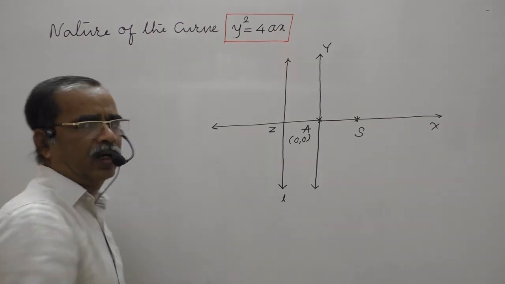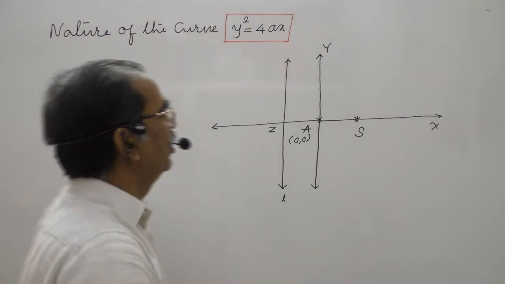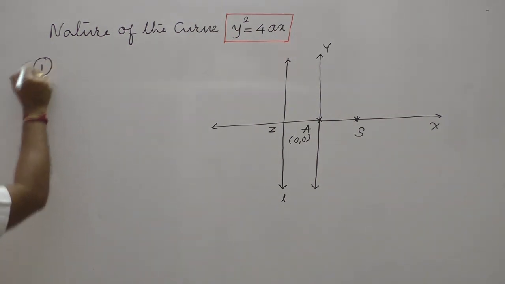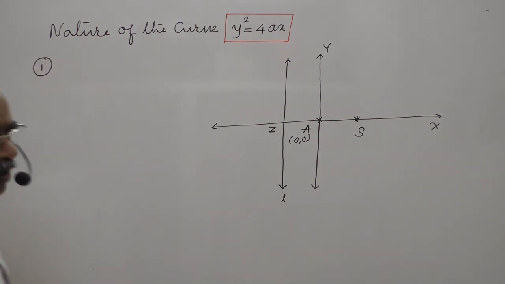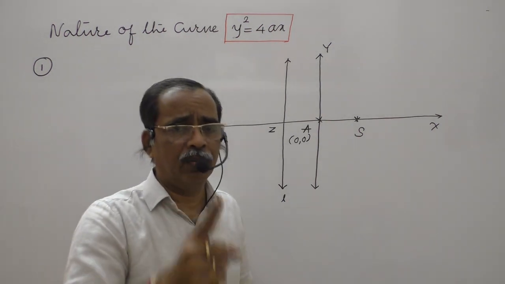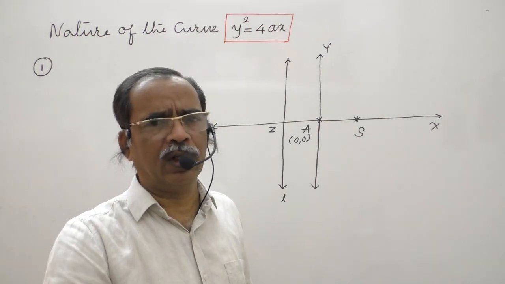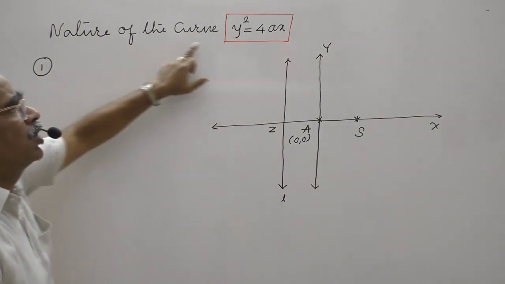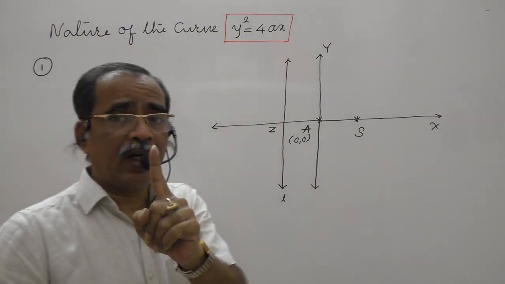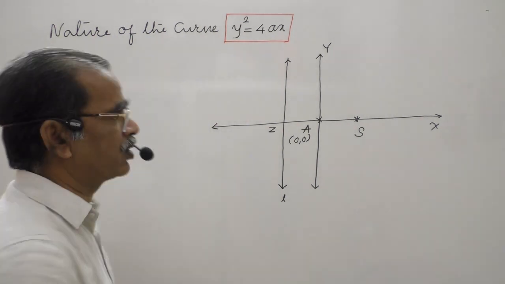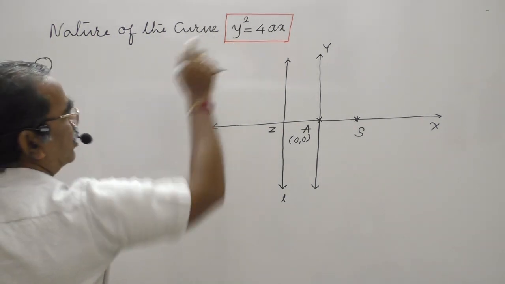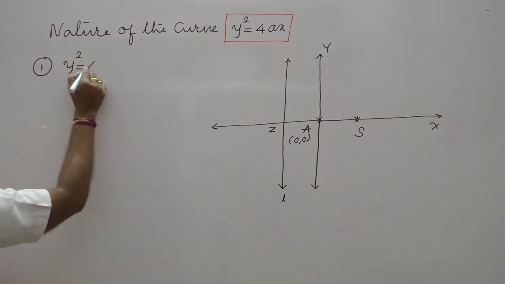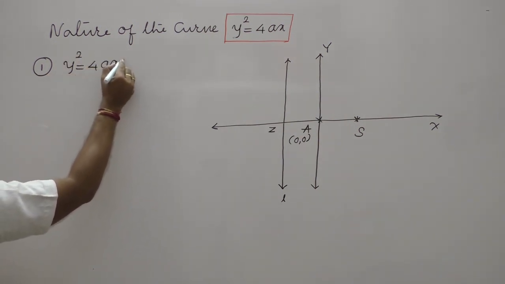Yes, we have done these things now. Right. Now point number 1. Listen carefully. What we are doing is very important. Listen with utmost care. We are discussing the nature of the curve y square equal to 4ax. Only this curve I am discussing. It is y square equal to 4ax.